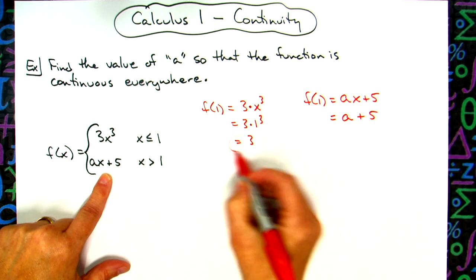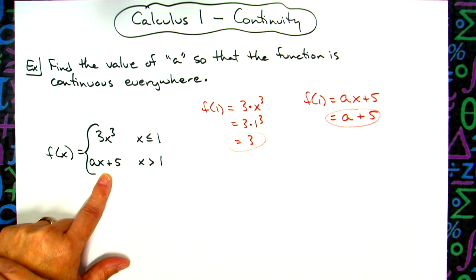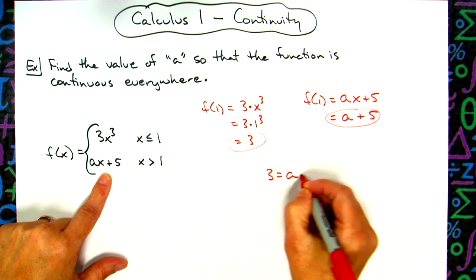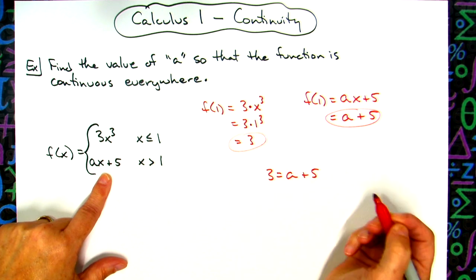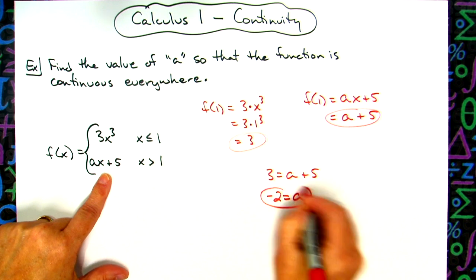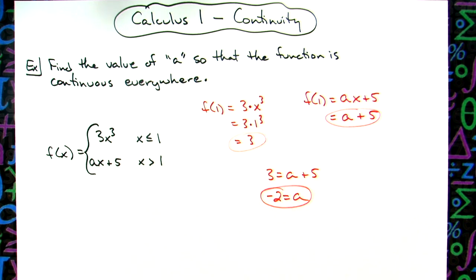Okay, so now I can take these two quantities, set them equal to each other, and solve for a. So I'm going to have 3 equals a plus 5. I'm going to subtract 5 from both sides. So negative 2 equals a. So pretty straightforward algebra steps there to be able to solve this.